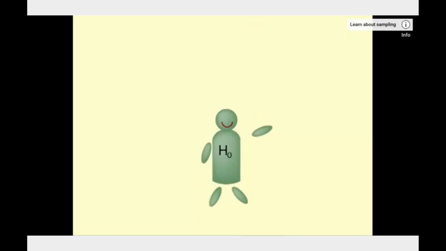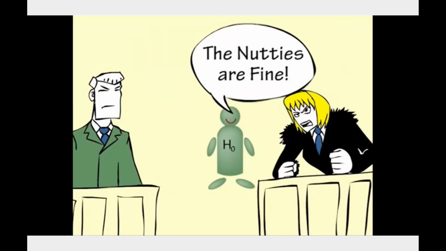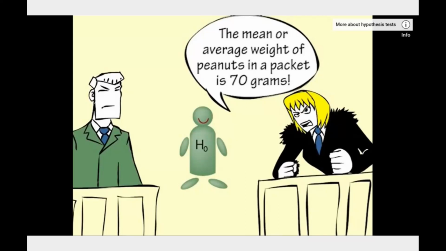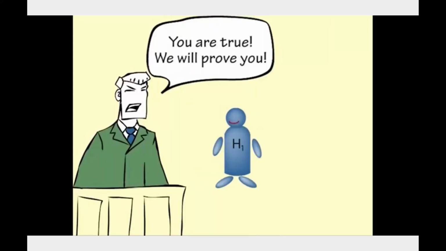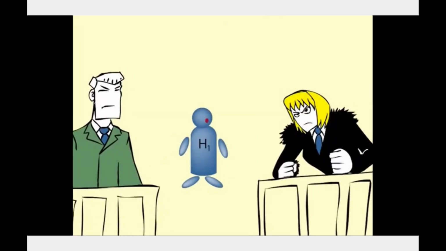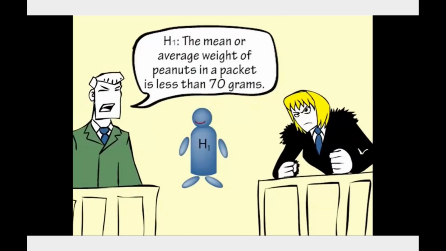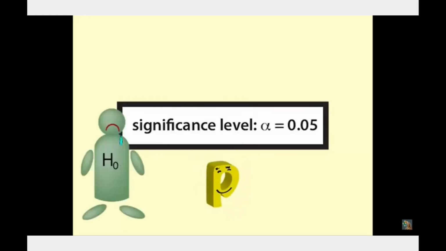The null hypothesis, often called H0, is the thing we are trying to provide evidence against. For Helen, the null hypothesis is that the chocolates are as they should be. The mean or average weight of peanuts in the packet is 70 grams. The alternative hypothesis, called H1 or HA, is what we're trying to prove. The customers have complained that the weight of peanuts is less than what it should be, so the alternative hypothesis is that the average weight of peanuts is less than 70 grams. Helen decides to use a significance level of 0.05. If the p-value is lower than this, she will reject the null hypothesis.